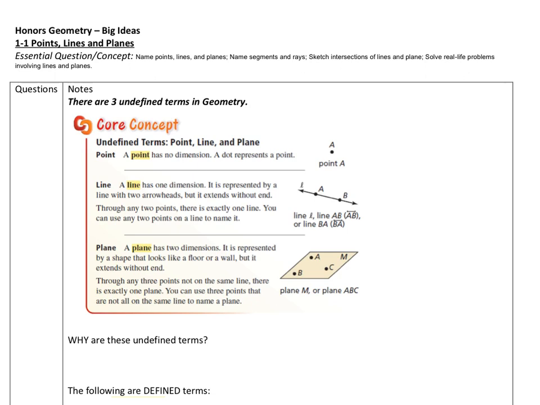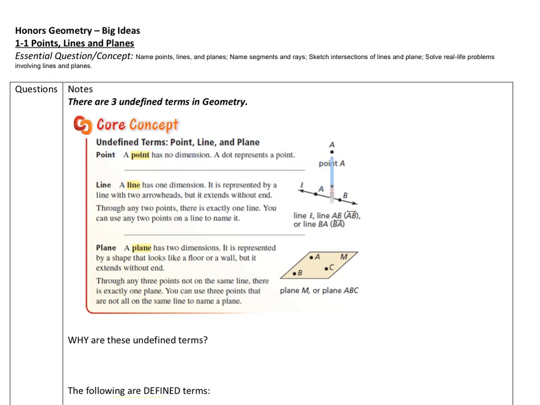Now, I can choose anything to be a point. I can choose this dot. Oh, there's my lightsaber right there. I could choose that dot. But the reason it has no dimension makes it an undefined term.